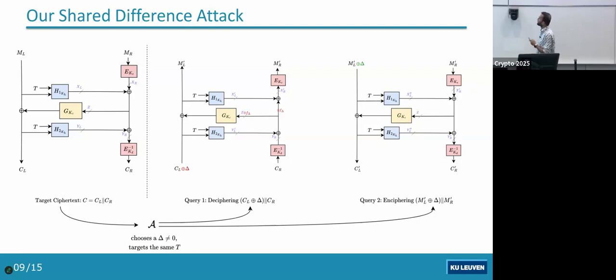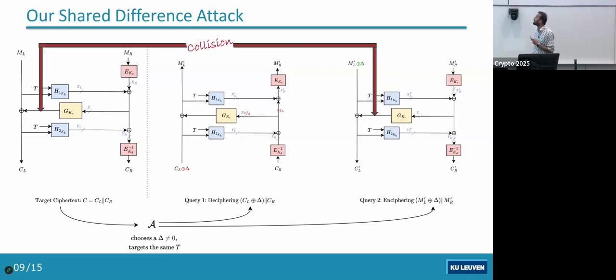So if you compare this query 2 with the target ciphertext query, all these internal variables are different except Z. Z has a collision now. And Z is the only input, which is basically the IV input to the counter mode, or in this case, any keystream generator. So you have a collision in the output. Basically, the whole keystreams collide.